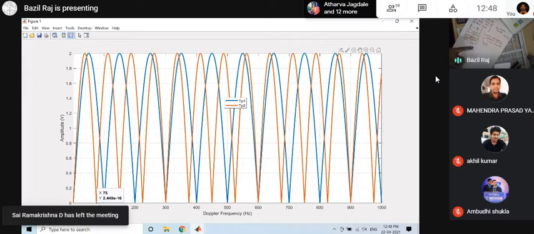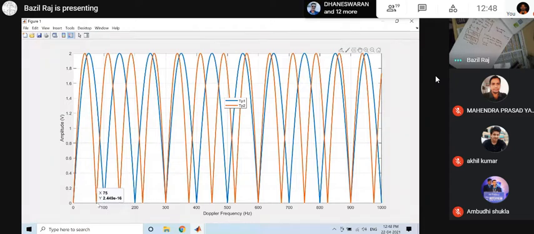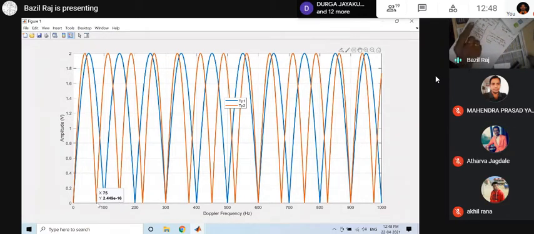FP2 equals 3 by 4 into FP1. FP1 is 100 Hz. So what is the FP2? You calculate and let me know. 75. So we got the first blind speed at 75 Hz for the FP2 concerned.